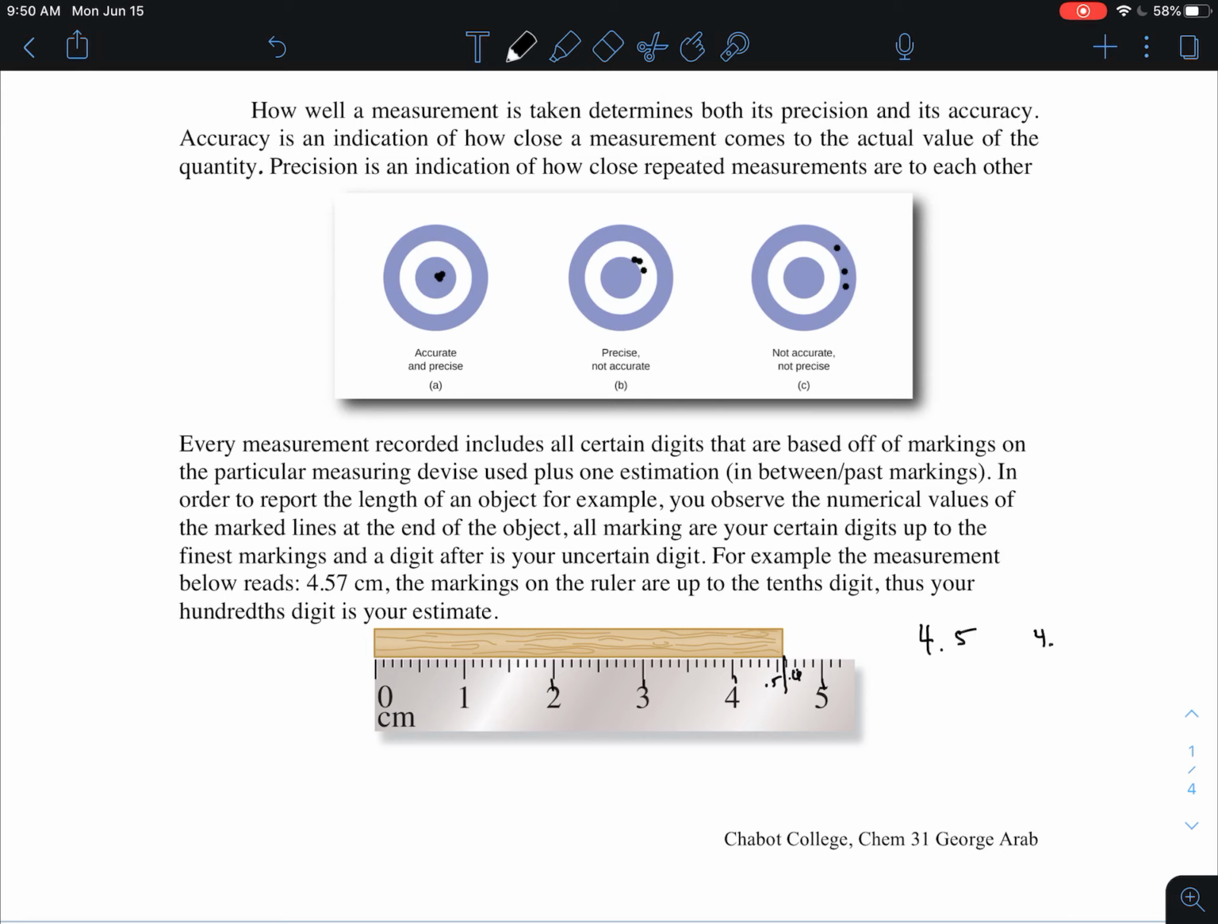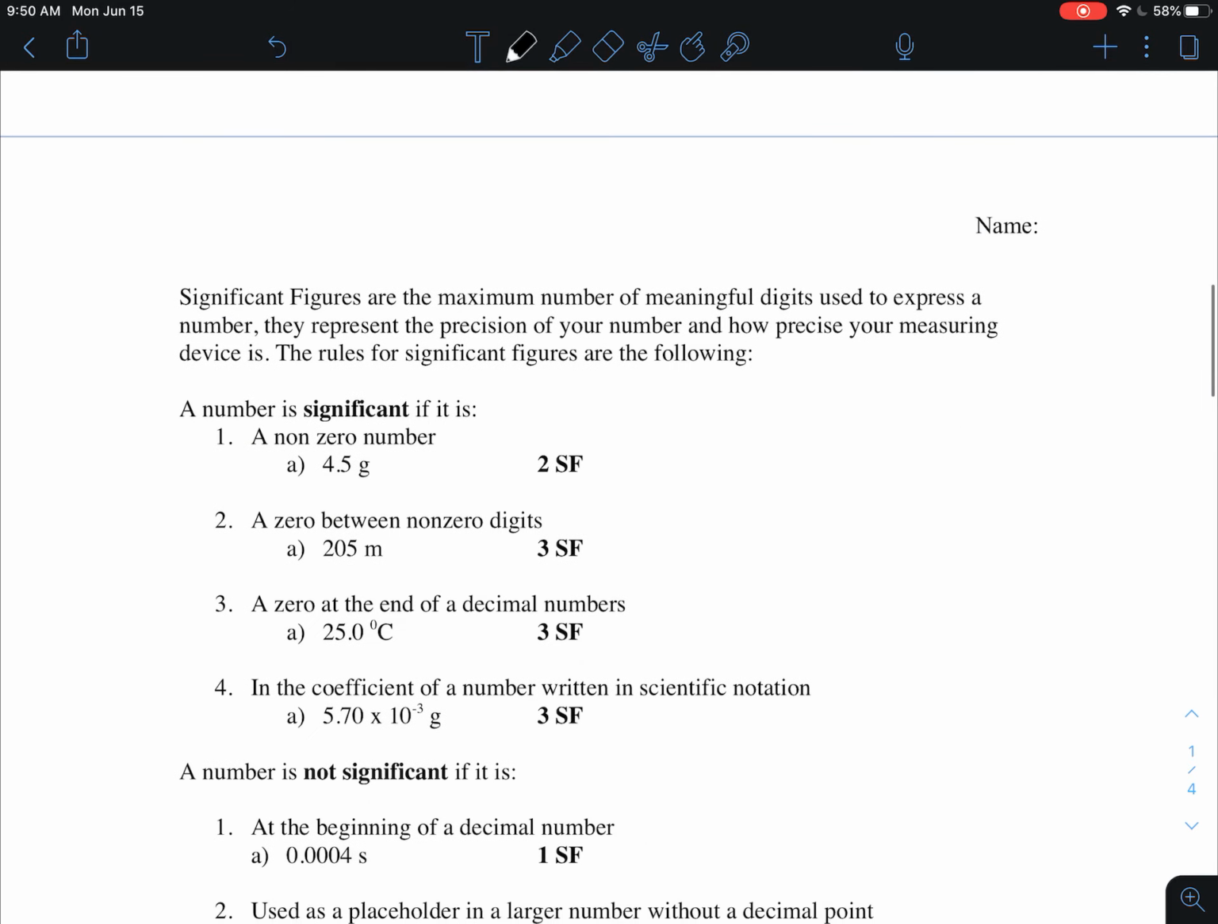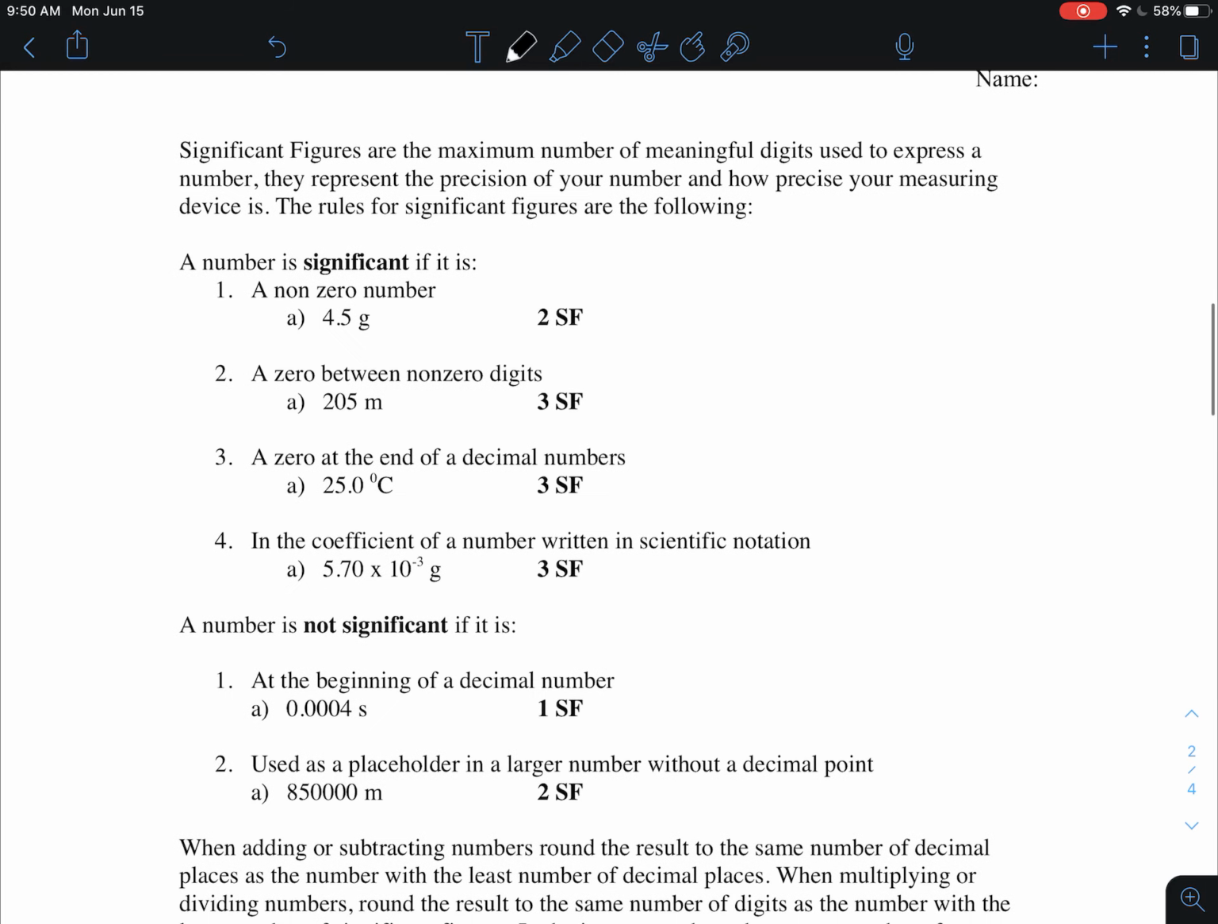So I am in between, this is 0.5 and this is 0.6. I'm between 4.5 and 4.6. I'm not at 4.5 or 4.6. Now, because you have the 0.5 and the 0.6, those are your tenth digit, those are your certain digits. You have to have one more that's your uncertain. So somewhere between that, I'm going to say it is 4.58 centimeters. So you have your certain digits, your uncertain, and your units.